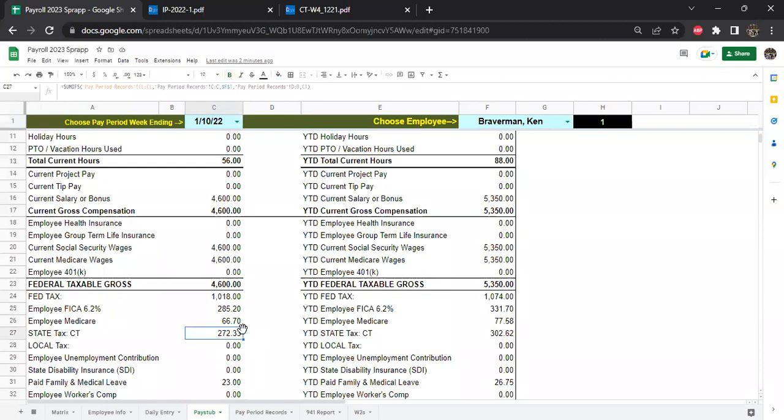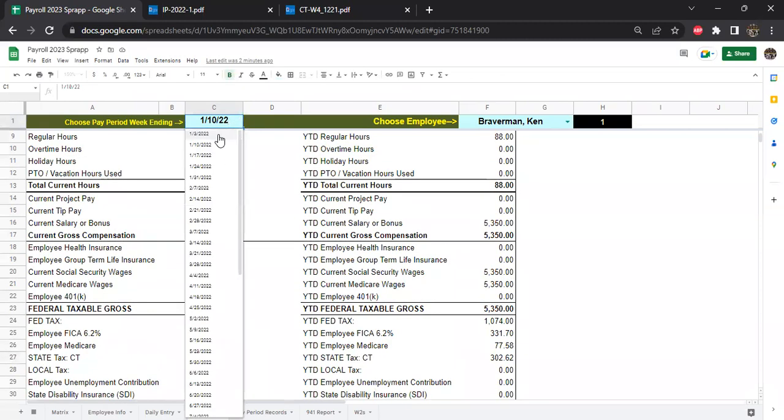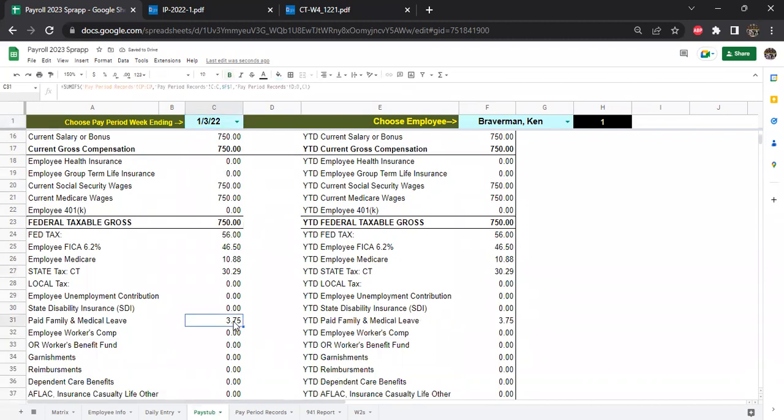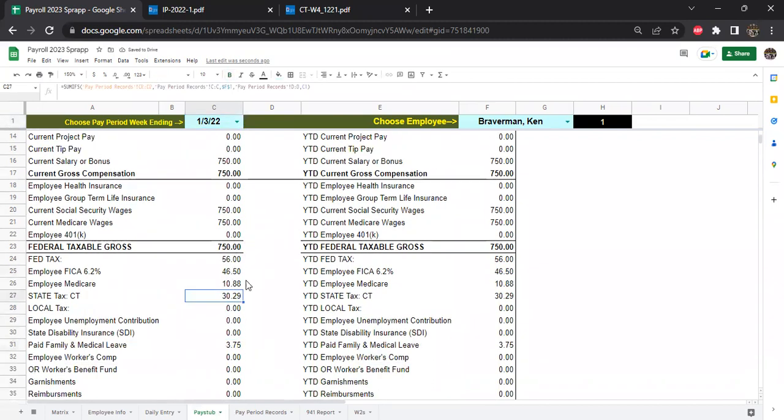Looks like this. And there's also paid family leave in Connecticut as well. It's right here. There's a paid family leave percentage as well. But this is how it works.